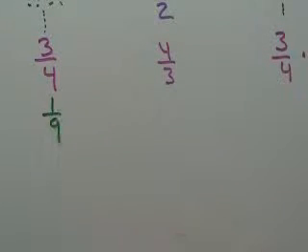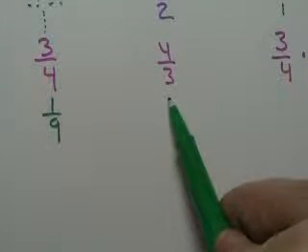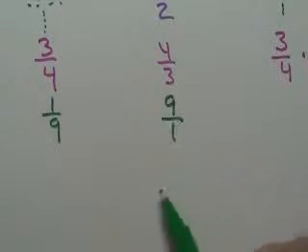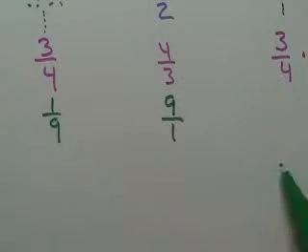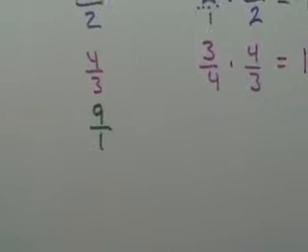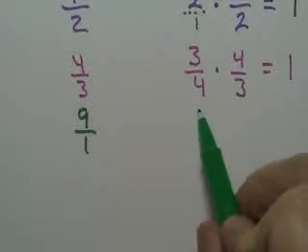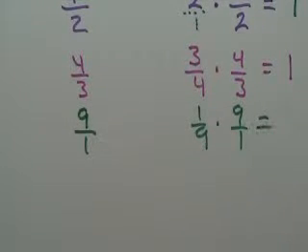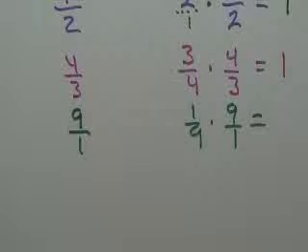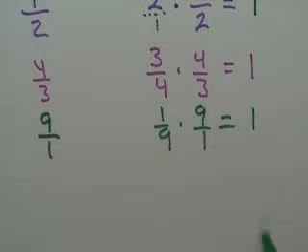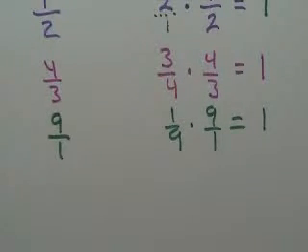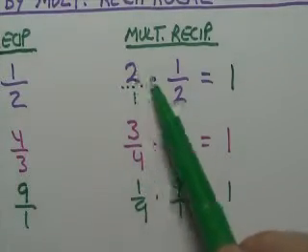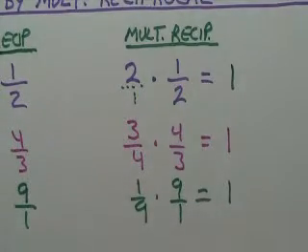Let's take the fraction 1/9. Its reciprocal is 9 over 1. Just flip it. So if I multiply those two together, 1/9 times 9 over 1, that equals 1. So if you multiply a number times its reciprocal, it's always 1.